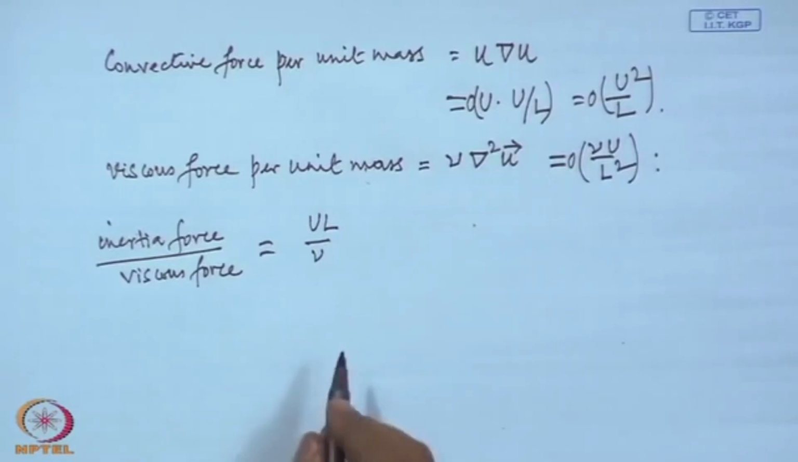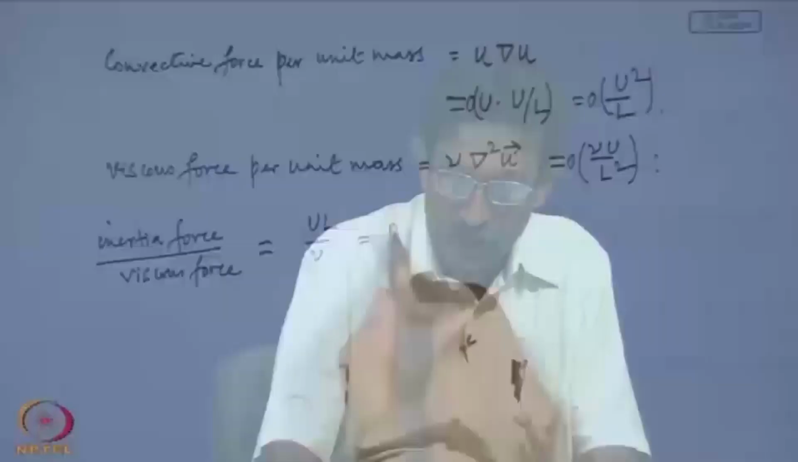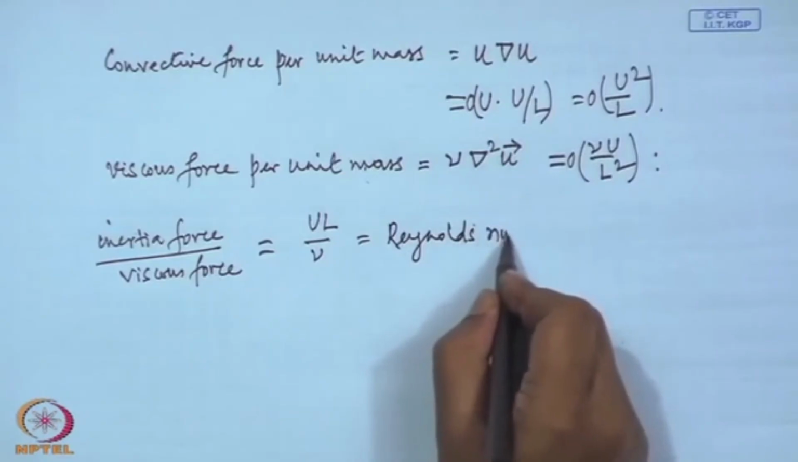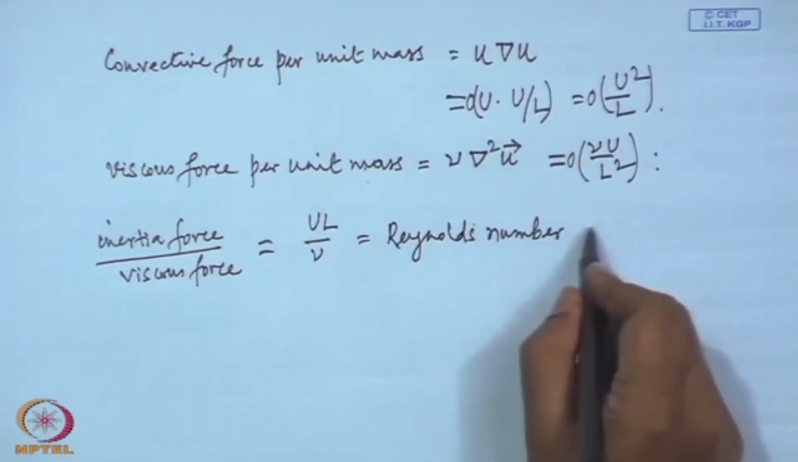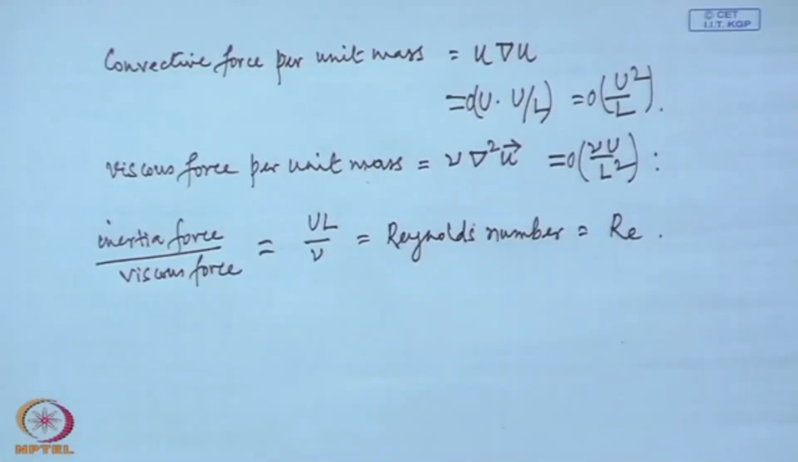This U L by nu, or rho U L by mu, since nu can be replaced by mu by rho. So, rho U L by mu is what is called the Reynolds number. We have come across this earlier also, and we will usually denote it by Re.